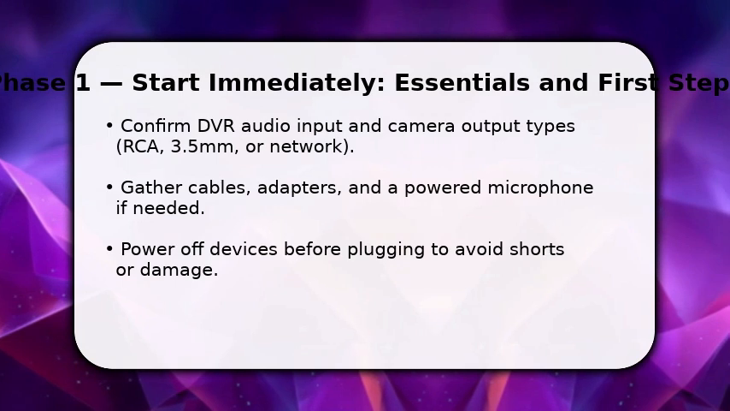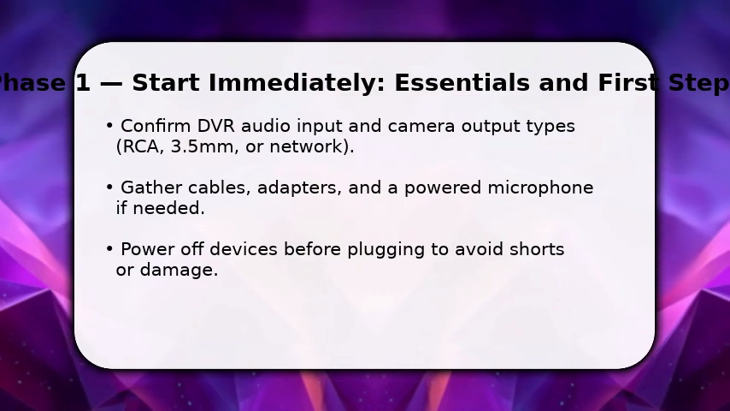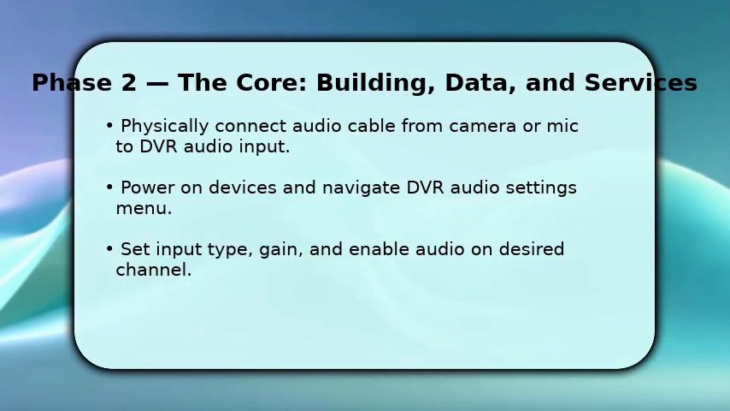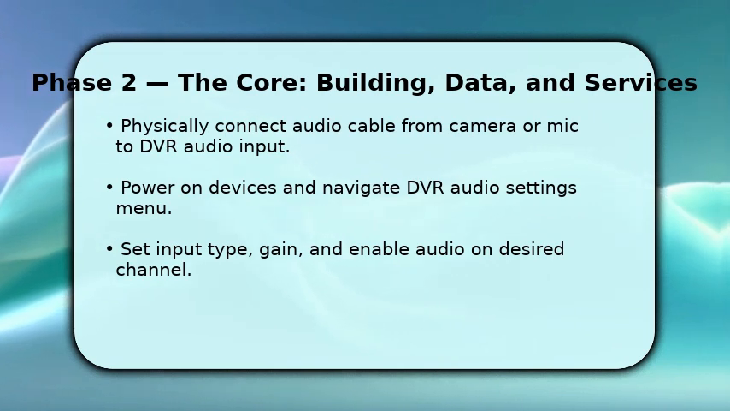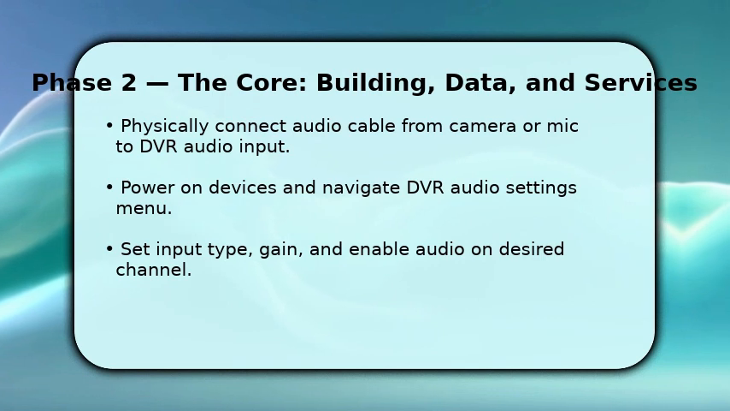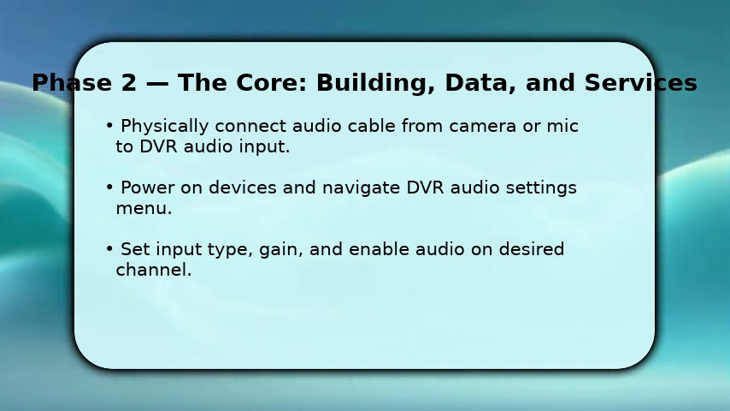Once connected, power on both devices and open the DVR's audio settings. You'll see inputs listed by channel. Make sure you select the correct input type, analog RCA or line versus IP/stream, then enable audio for the matching camera channel. Adjust gain conservatively so you avoid clipping. Test with normal speech to set levels.